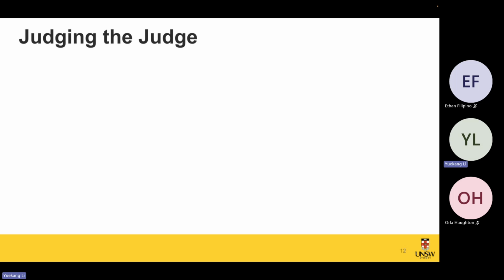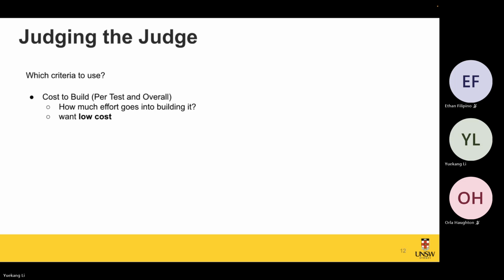Now since we have learned these properties, let's come back to how we can use them to judge test oracles. What we can do is look at the cost to build these oracles. How much effort do we need to build a test oracle? Sometimes we have to derive the expected output by hand, so it could be very costly to build, and we want low cost for building test oracles.